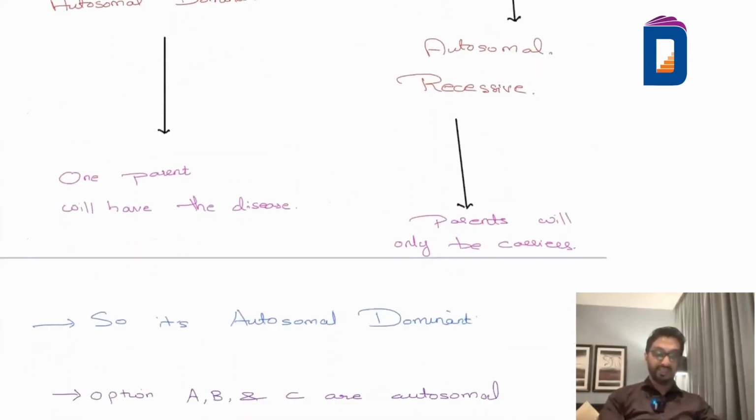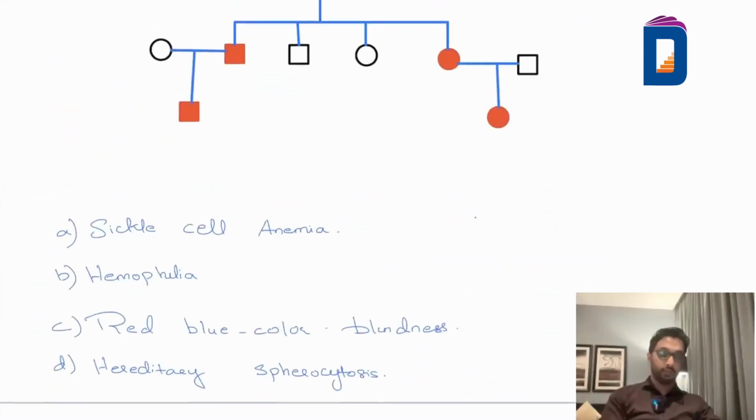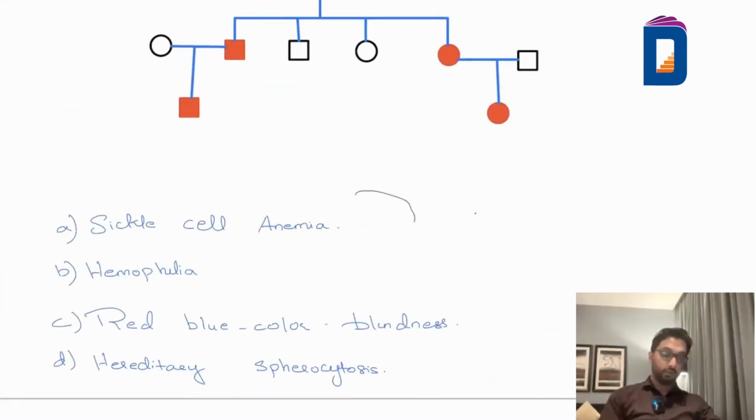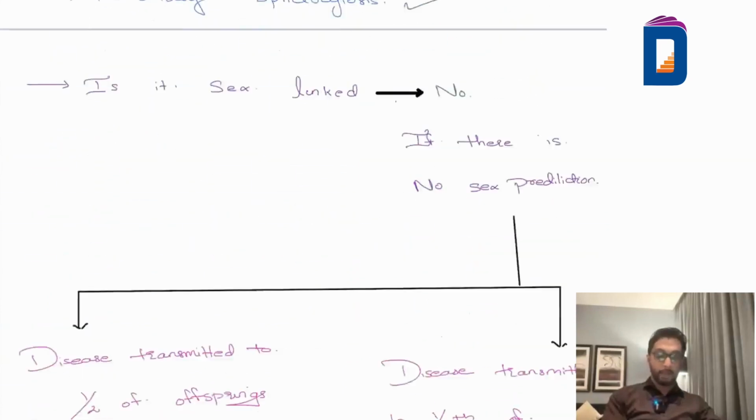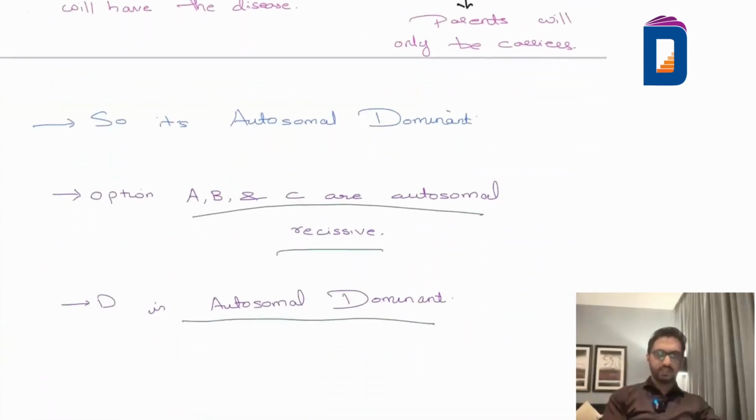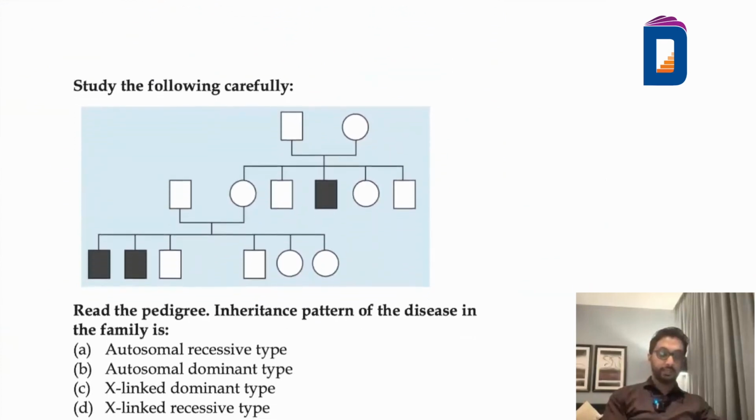So this is basically the chart. Options A, B, C are autosomal recessive. D is autosomal dominant. So you have to learn the examples. No, hemophilia is X-linked recessive, so that's wrong there. A and C are autosomal recessive. B is X-linked recessive. D is autosomal dominant, isn't it? So you have to know the examples. It's a little difficult question. Now, what type of inheritance is this? Now you tell me.